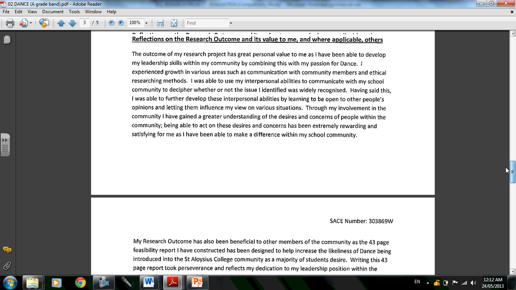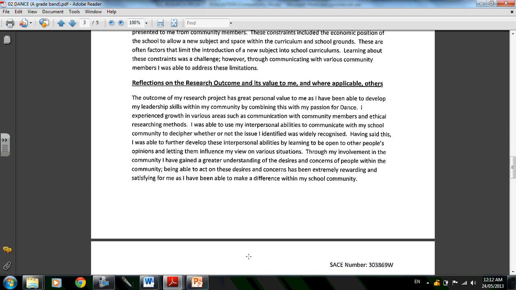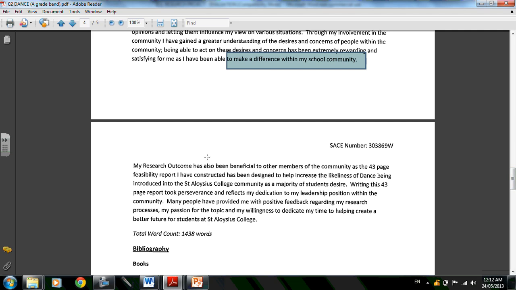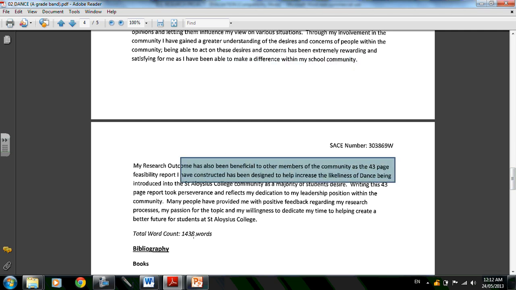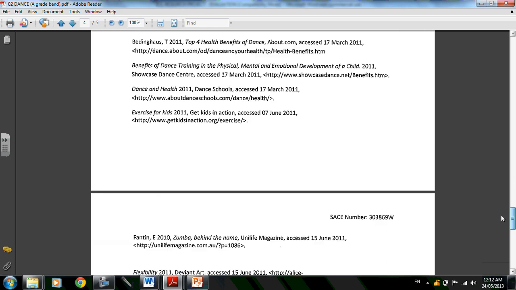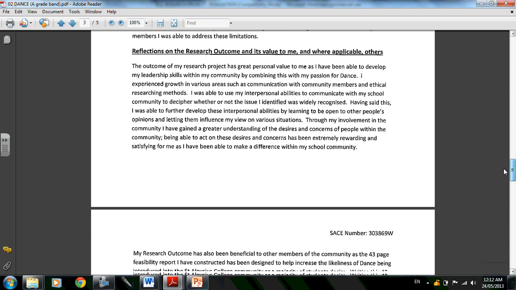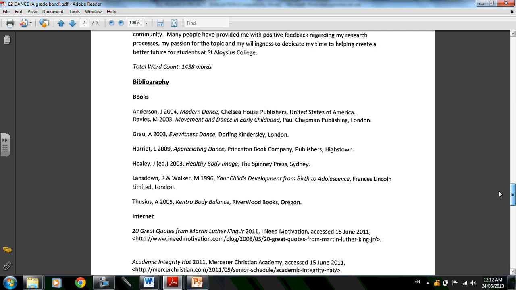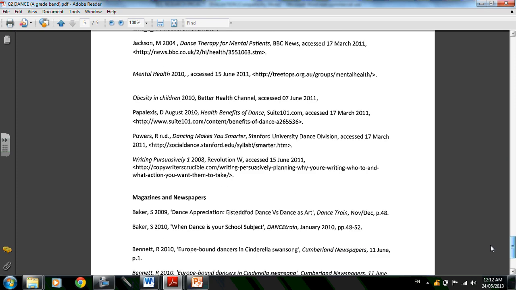And of course the reflection outcome, you see how this was helpful to her, and to the others, my school community, and all the members, because she did a feasibility report and she started talking about the dance in the school. Now, something important. This girl has added the bibliography. It's okay. Put your bibliography there, especially if it's huge.